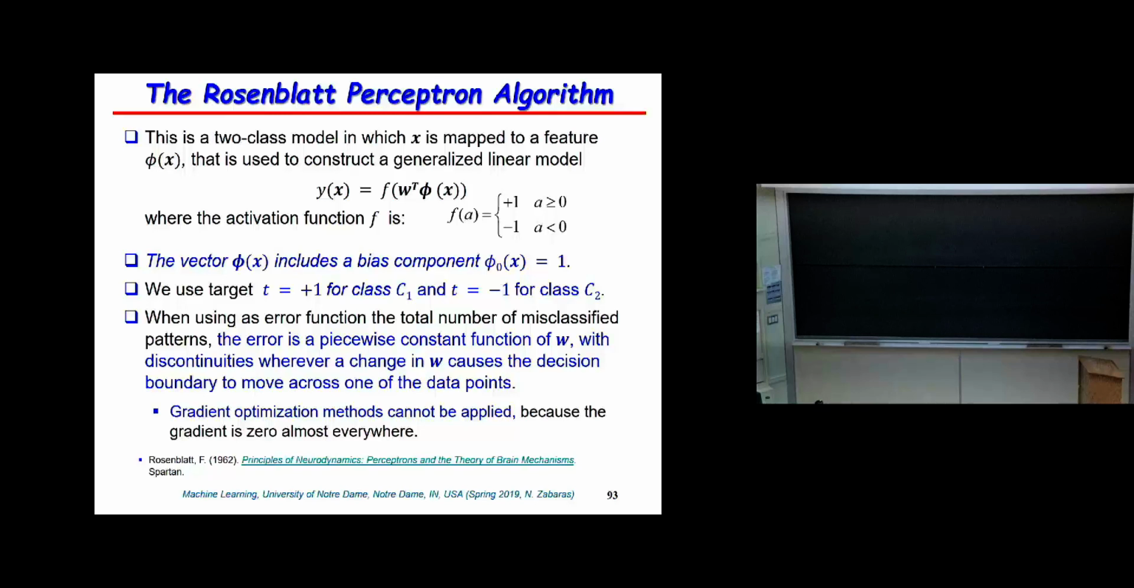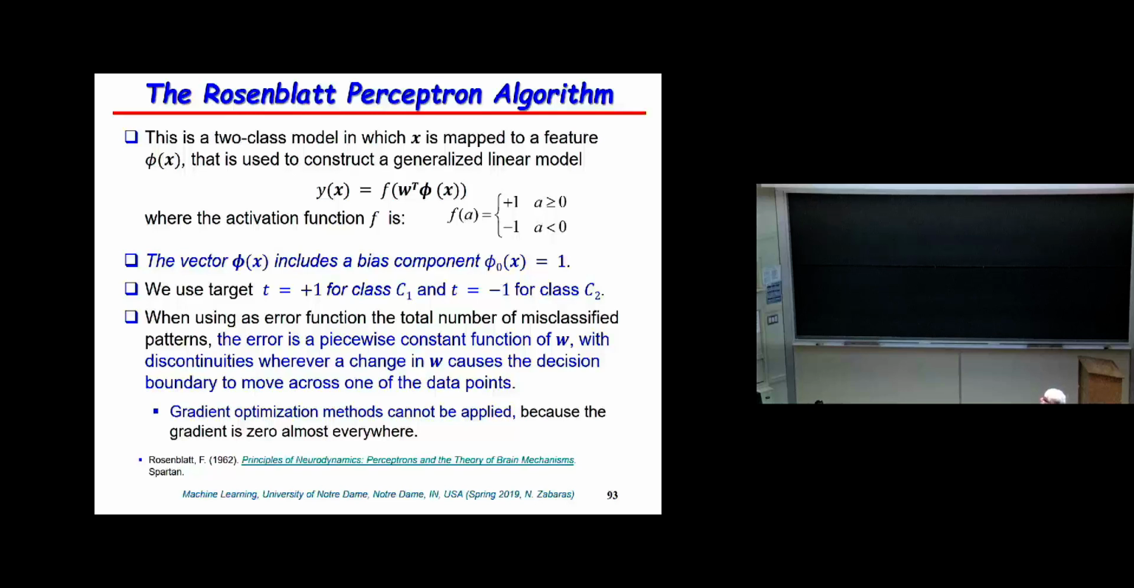Basically, we have a generalized linear model. The features here include the bias. I even allow a transformation of the features, so instead of having just x, I can have some function of x. When you calculate this function, if the alpha is greater than 0, you assign x to class 1. If alpha is less than 0, you assign it to class 2.